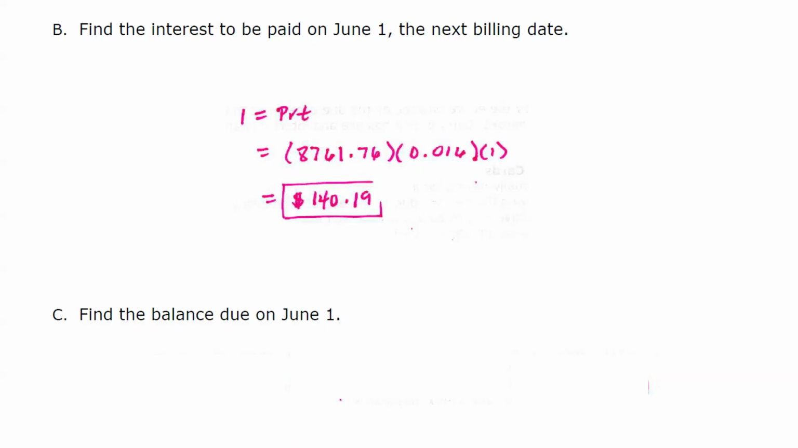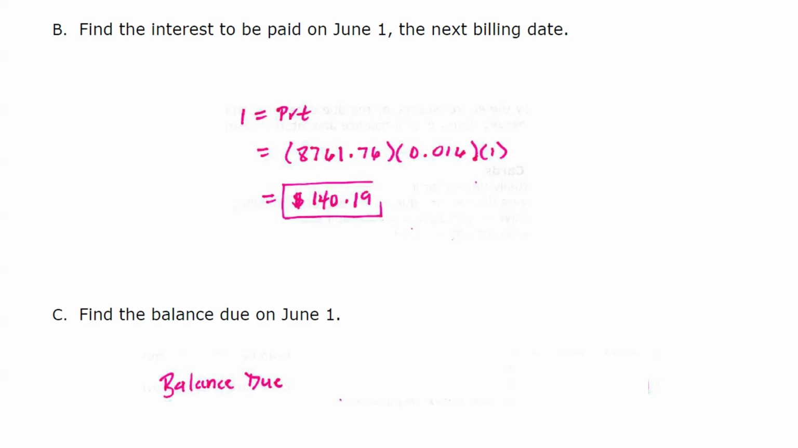So the interest or the finance charge for the June 9th bill will be $140.19. Okay, so now we want to find the balance due on June 9th. Okay, so the balance due on June 9th, which is the next billing date, is the unpaid balance on May 31st plus the interest.